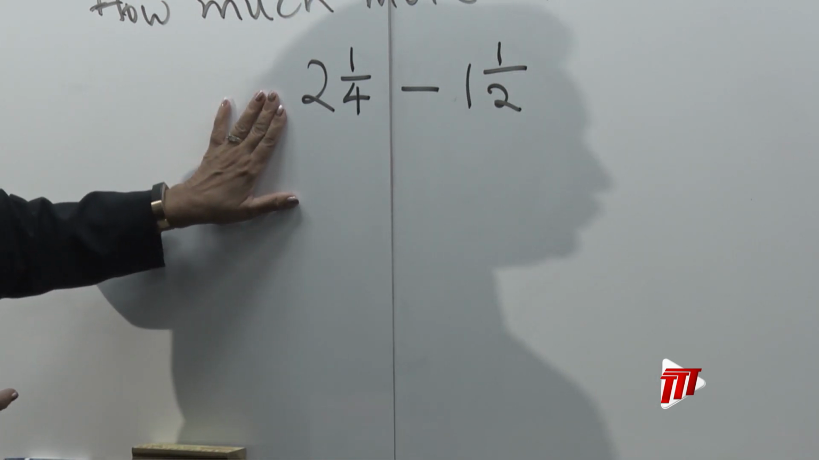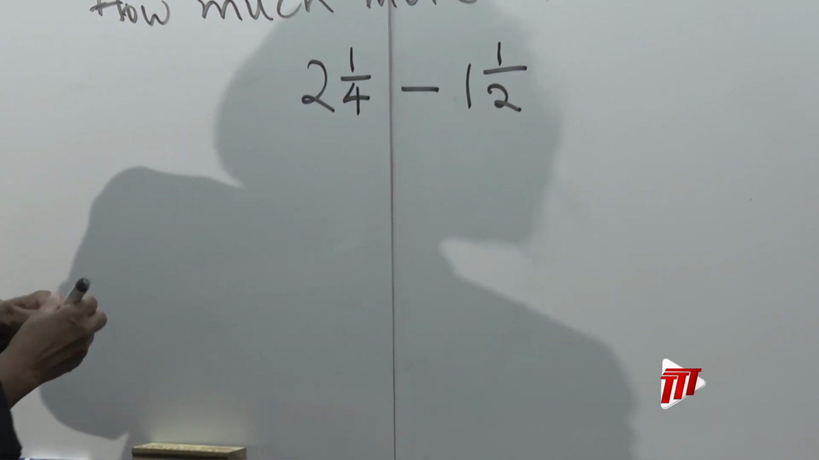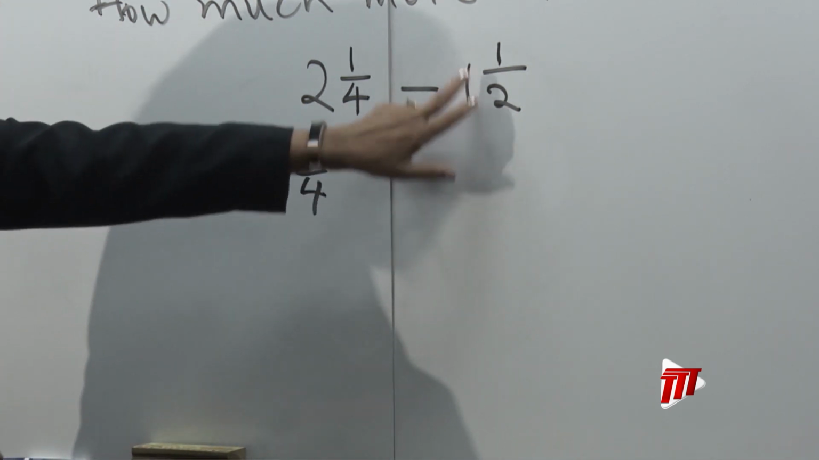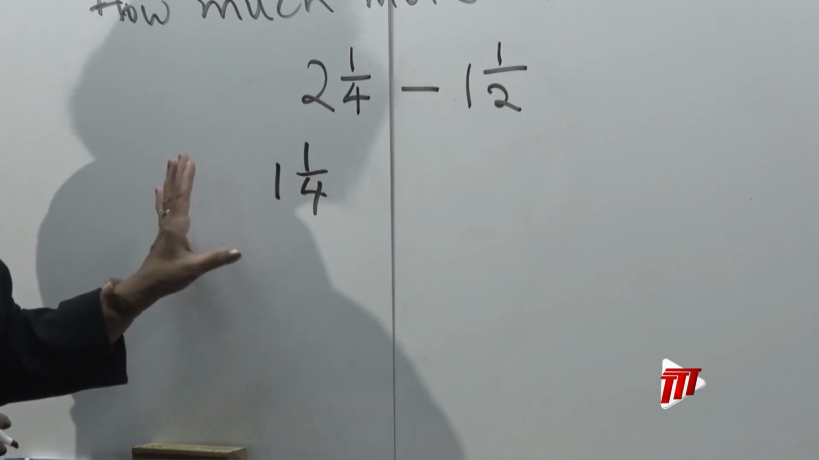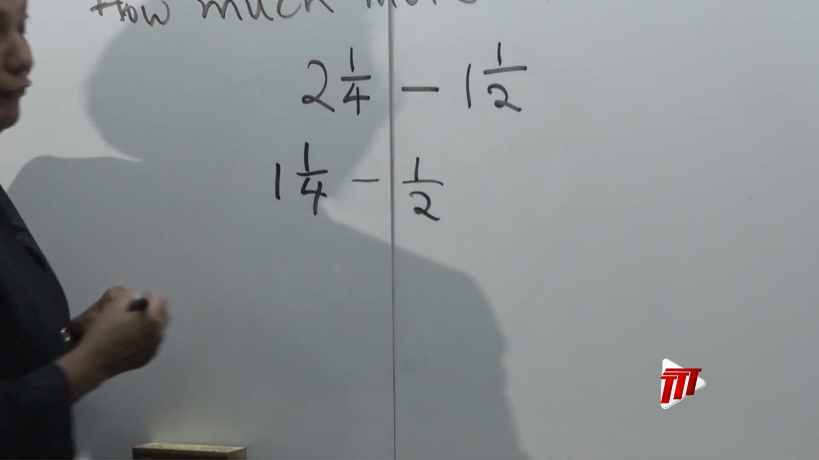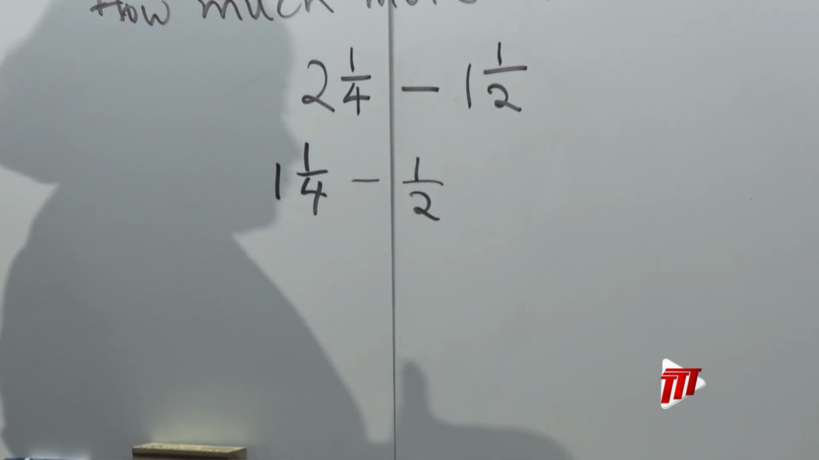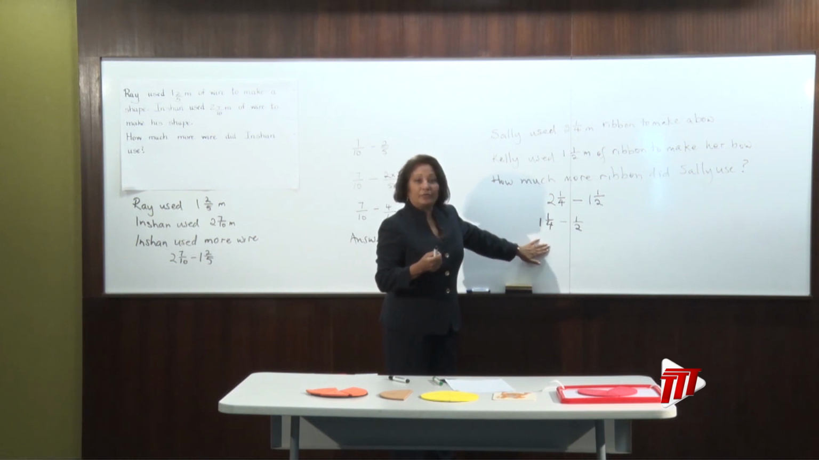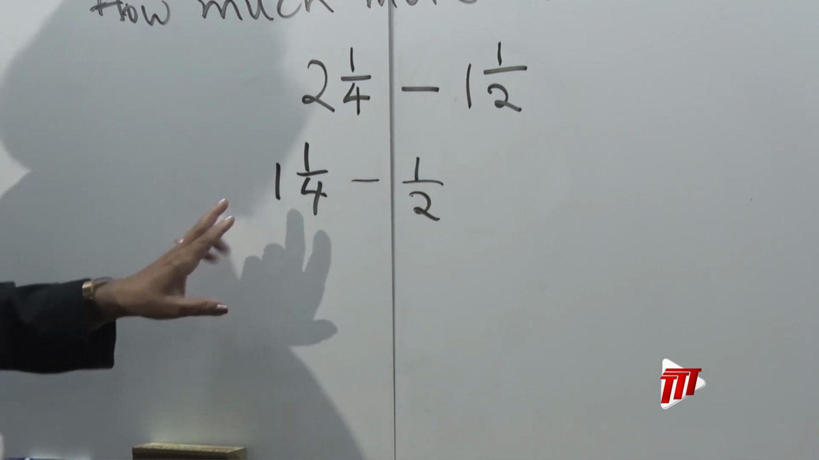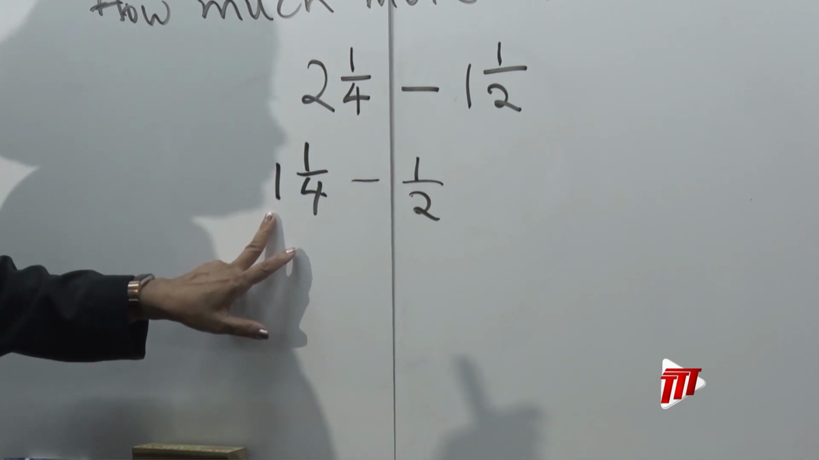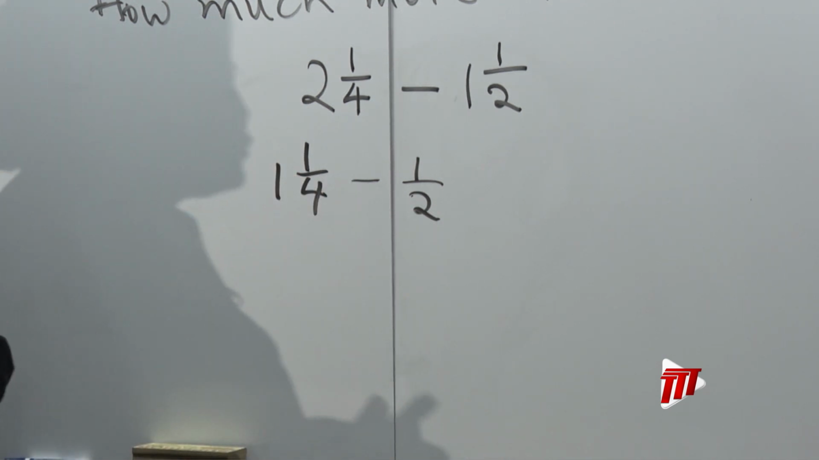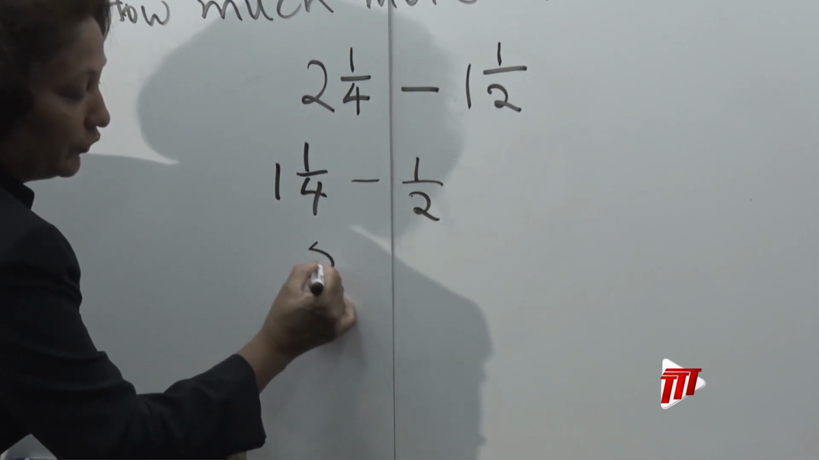So I have 2 minus 1, which would give me 1 1/4. So that would take care of the 1 that I have here. So I've already done the subtraction of the 1, and I'm going to minus a half. We know how to deal with mixed numbers. In your mixed numbers, what we try to do is get them in fraction form. Now, 1 whole is how many quarters? 4 quarters, and 1/4 would give me 5 quarters.